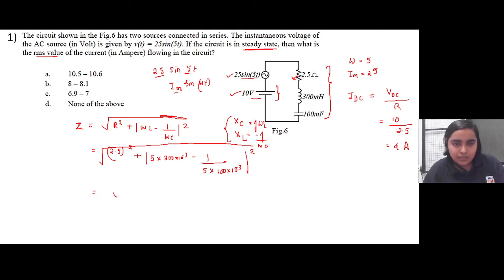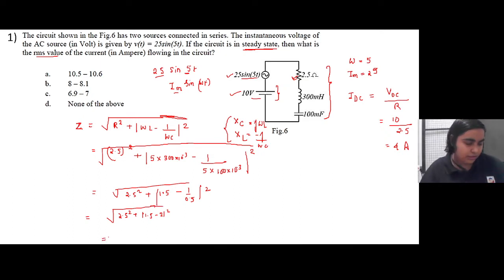If you just compute this, it is 2.5 square plus this whole thing becomes 1.5 minus 1 by 0.5, right? So this is 2.5 whole square, plus (1.5 minus 2) whole square. If you just compute this, let me get the calculator. So yes, this comes out to be 2.5495. You can almost equate it to 2.55, right? So you have the value of impedance.